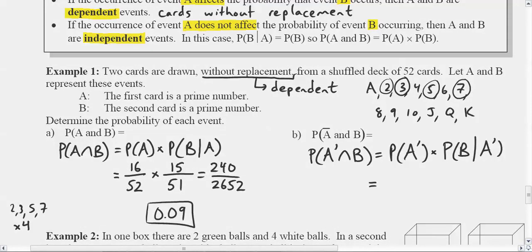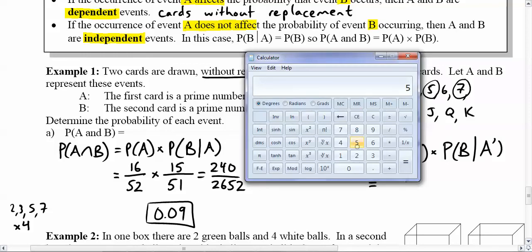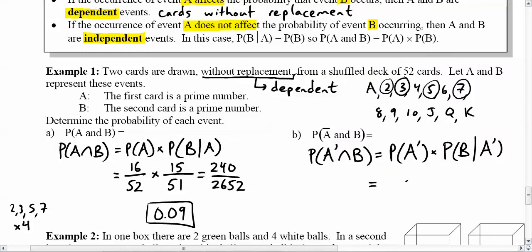So if I have 16 primes, then I have 52 minus 16, or 36 not primes. So I've got 36 cards that are not prime. So 36 out of 52 chance of getting a not prime.